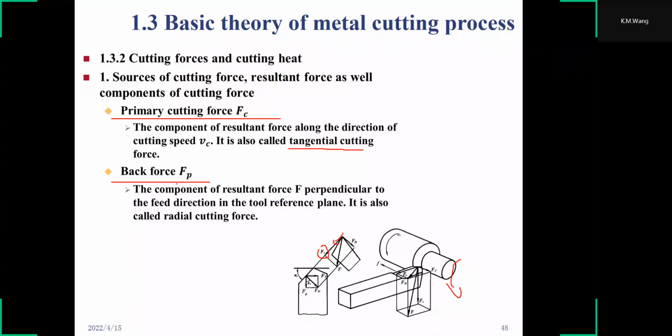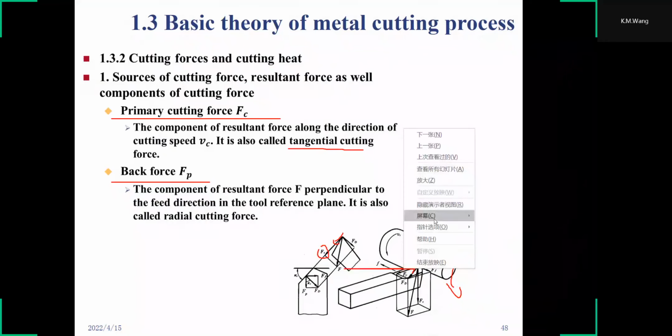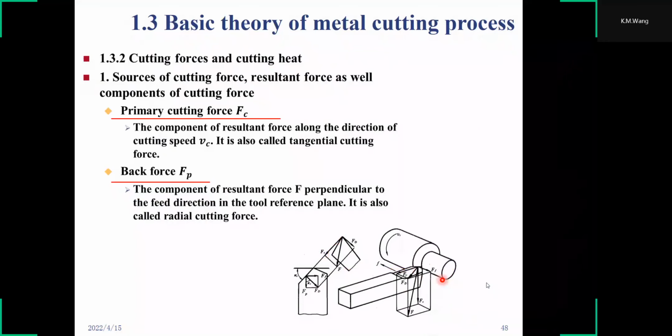And another force is the back force, FP. This force is a component of the resultant force. This force is perpendicular to the feed direction in the tool reference plane. It is also called the radial cutting force. This force is perpendicular to the feed direction.